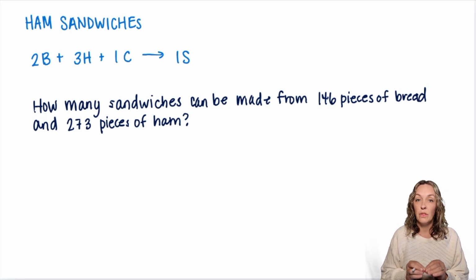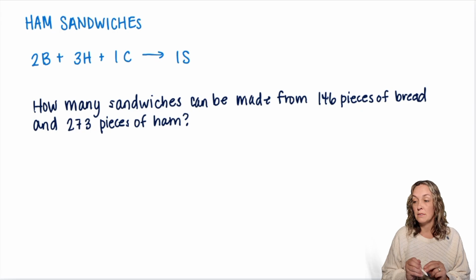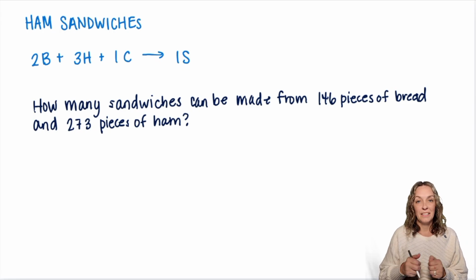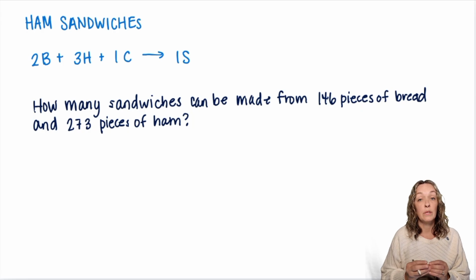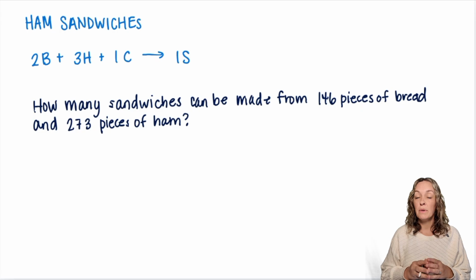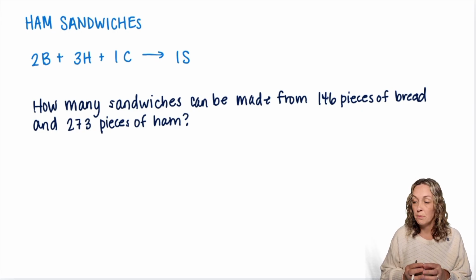I'm going to follow that recipe, and I want to know how many sandwiches can be made from 146 pieces of bread and 273 pieces of ham. Although a lot of us can pick up our calculators and plug this in, we need to be able to set this up with dimensional analysis. We need to be able to show our work and the cancellation of units. So I would set this problem up like every other stoich problem we've done up to this point.